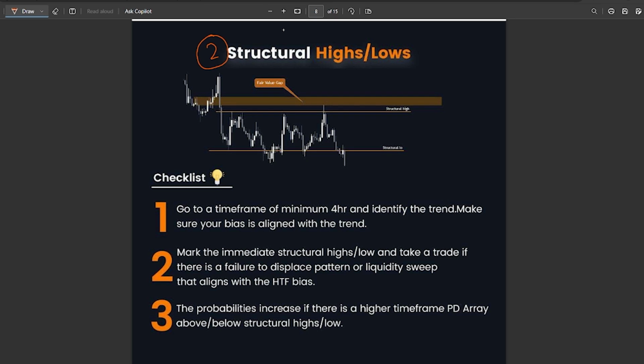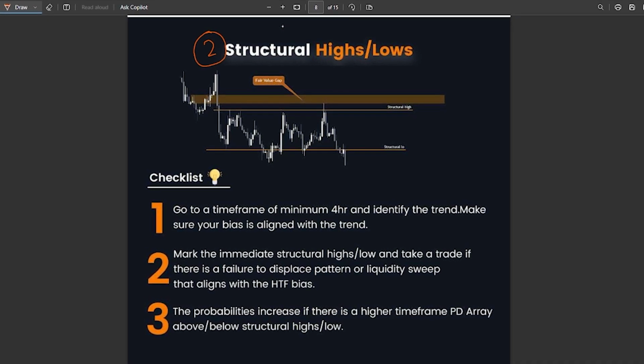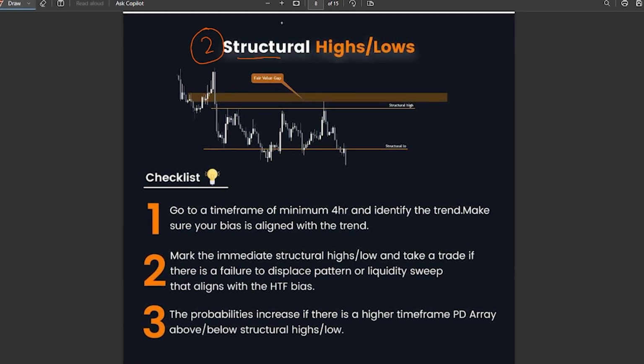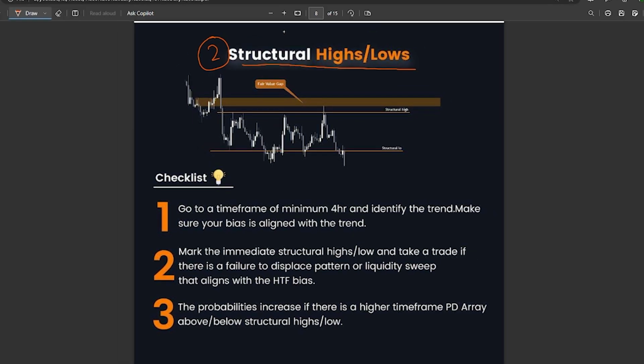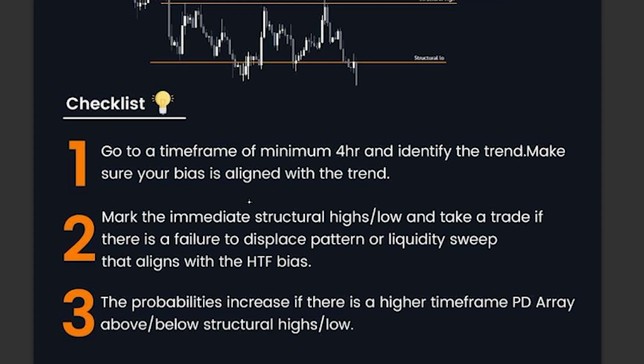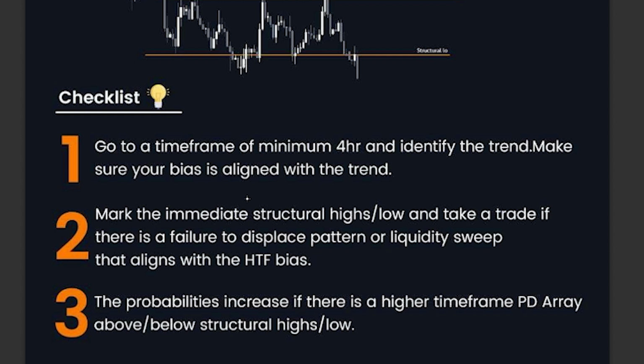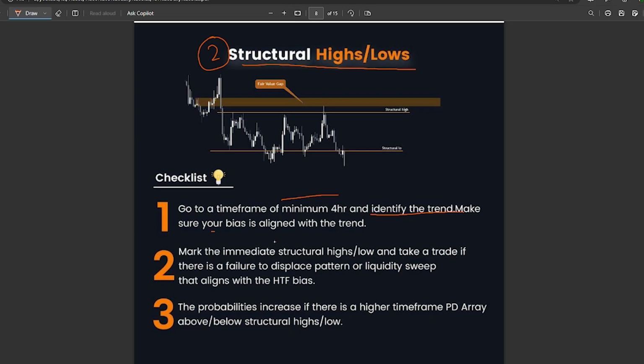Now let's come to our second high probability area for identifying daily biases, that is structural highs and lows. So let's see the checklist that we must keep in mind before taking a trade on the structural highs and lows. Firstly, we have the condition that you go to a time frame of minimum 4 hours and identify the trend. Make sure your bias is aligned with the trend.